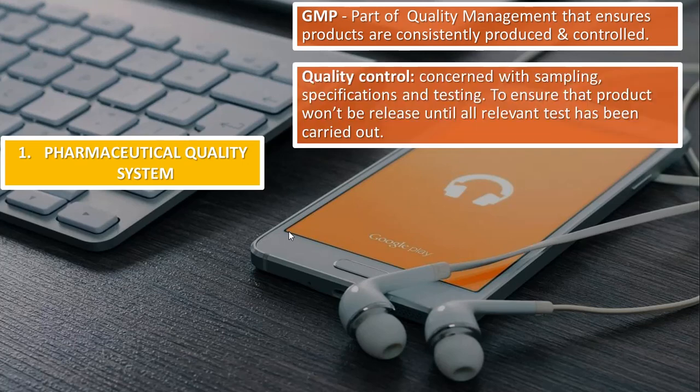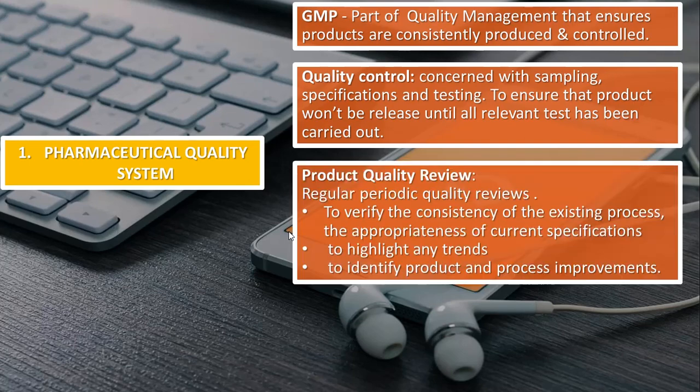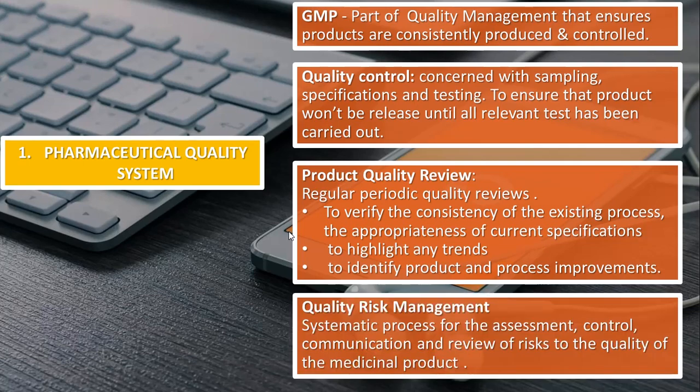The quality control, which concerns the sampling, specifications and testing. The product quality review, which functions to verify the consistency of the products and to initiate process improvements. And finally, the quality risk management, which systematically assesses, controls, communicates and reviews any posed risks to the quality of the product.